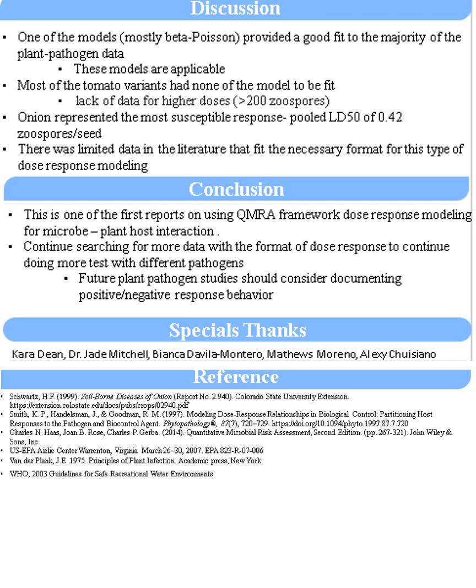In the case of the tomato variants, we know that maybe the lack of data for higher doses could be the most problematic issue to be fit. And even though it underrepresented the most susceptible response, searching the literature, we know that these pathogens could be the most highly pathogenic for onions. Onion is a very susceptible crop for these pathogens. We need to continue searching for more data in the format of dose responses to continue doing more tests for different pathogens. And for the future, we need to encourage researchers to do more tests in this type of format so we can continue to develop this type of tool.